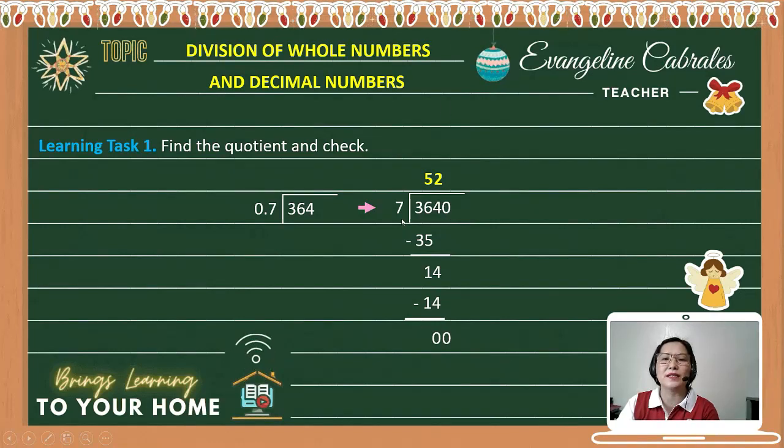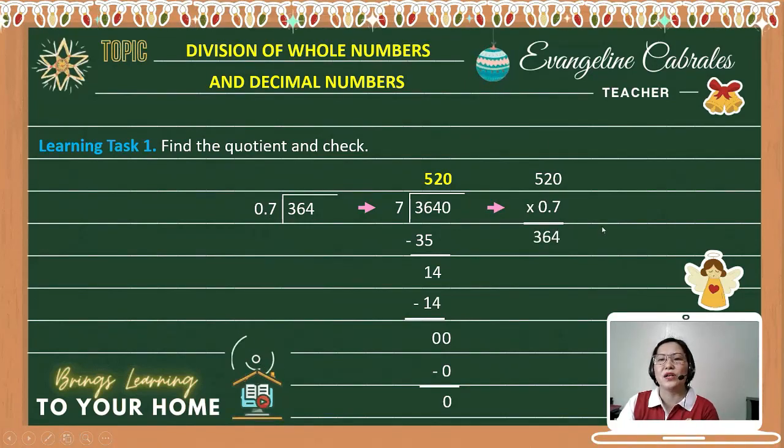0 divided by 7 is 0. And 0 times 7 is 0. 0 minus 0 is 0. So, what's the quotient? The quotient is 520. Let us check. 520 times 7/10. 520 the quotient and 7/10 the original divisor.